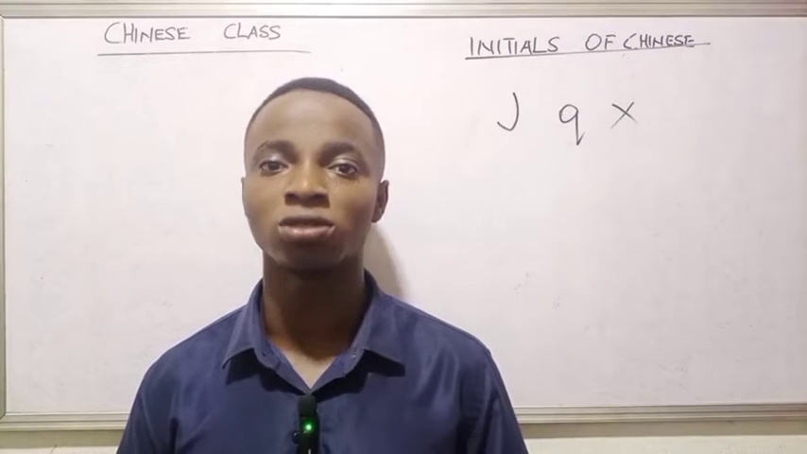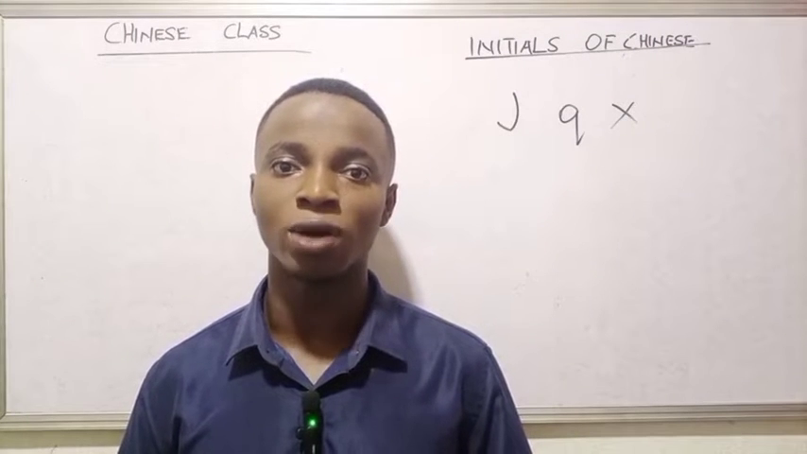In our previous video, we discussed the 7 initials of Chinese language. The first one is de, te, ne, le, ge, ke.